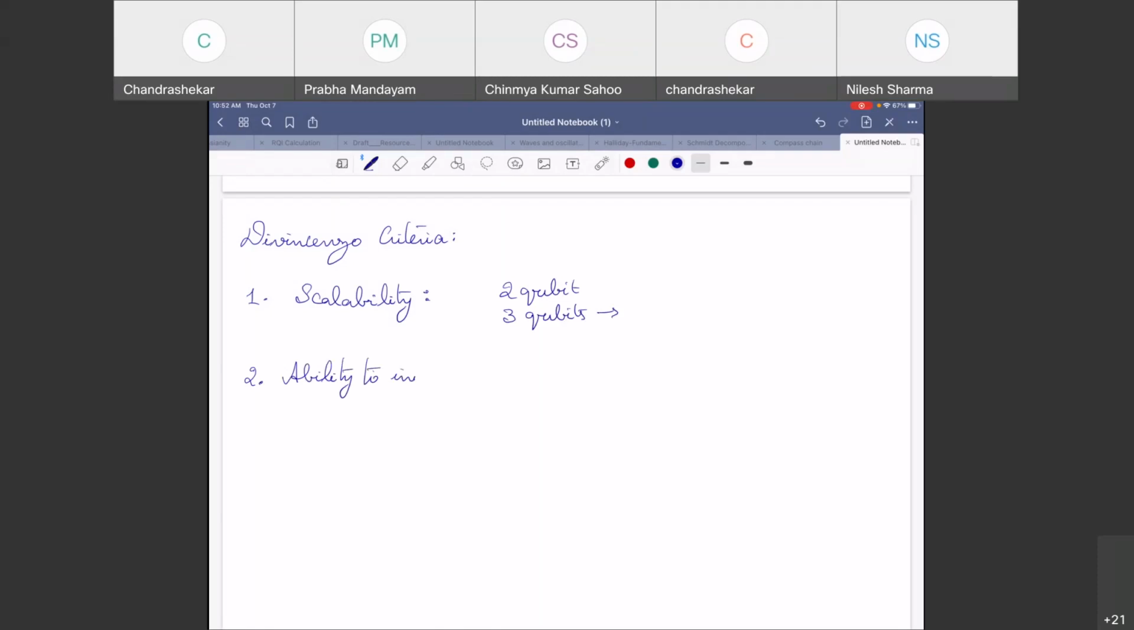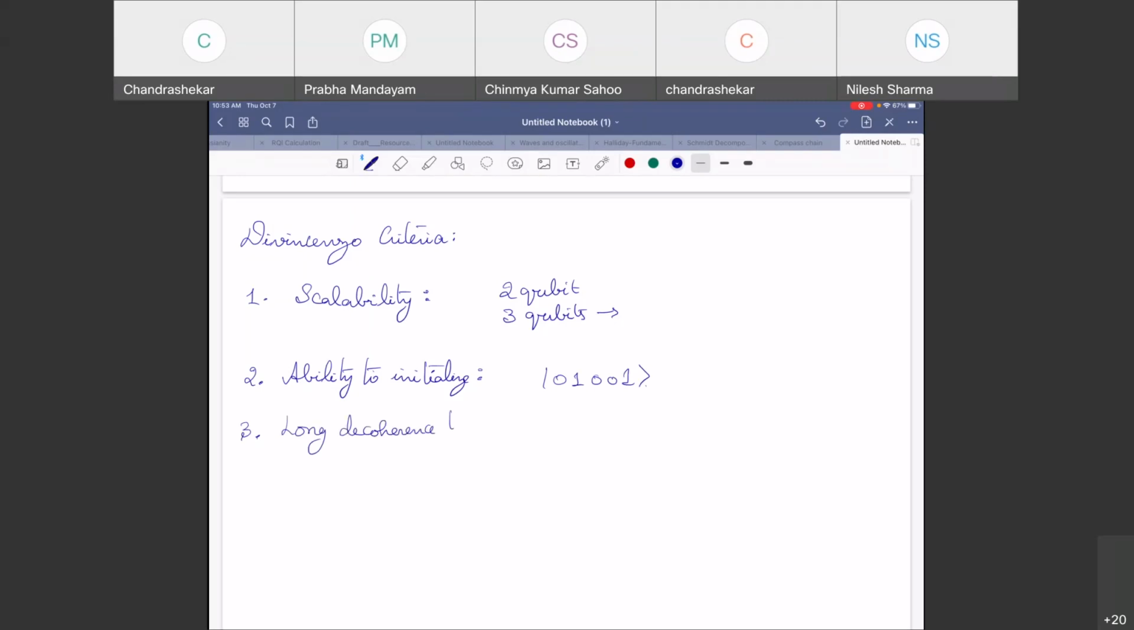Second is the ability to initialize. You have a qubit state, either the ground state or an excited state. Let's say you have a 5-qubit system and you want to have a particular state. You should be able to address each qubit individually and tell qubit 2 you should be in state 1, and qubit 5 you should also be in state 1, and set up this kind of a state. This is the ability to initialize. You should be able to create any initial state you require.